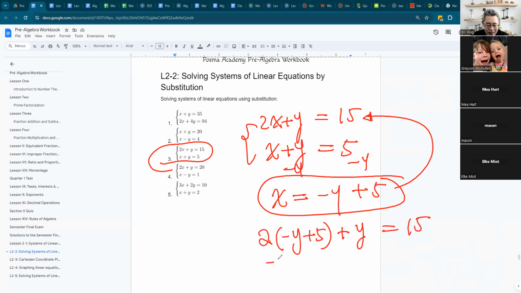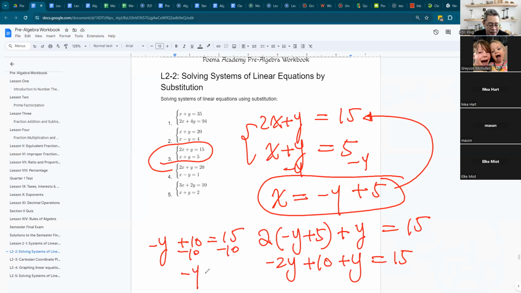And here we got negative 2y plus 10 plus y equals 15. Then we got negative y, because negative 2y plus y is negative y, plus 10 is 15, then minus 10, and negative y is 5, and y is negative 5. Once we have that, then we can plug in, to make sure we got things right.